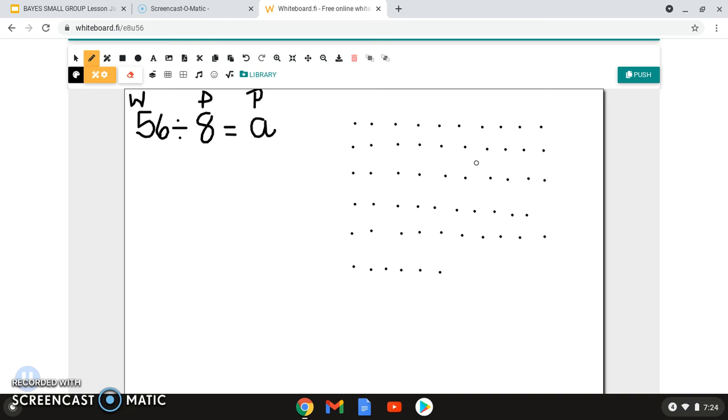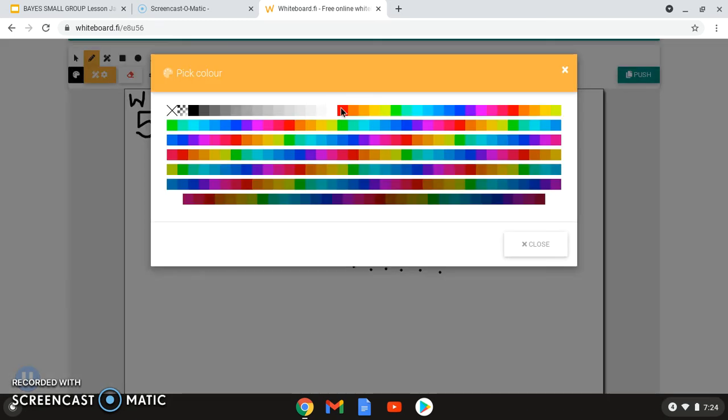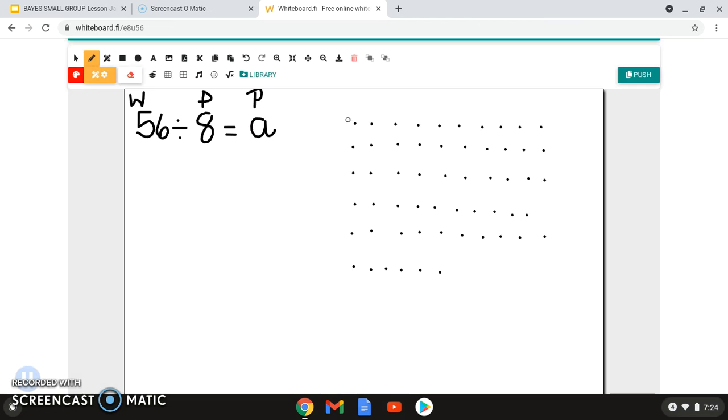Now, you already see that I've drawn some dots over here. Actually, I've drawn 56 dots to be exact. And we're going to try to use that information to start subtracting. So what I'm going to do is I'm going to change the color here so you can actually see what I'm circling. And I'm going to circle 8 dots at a time.